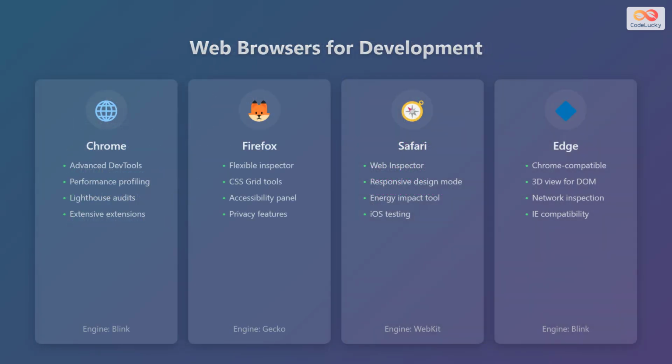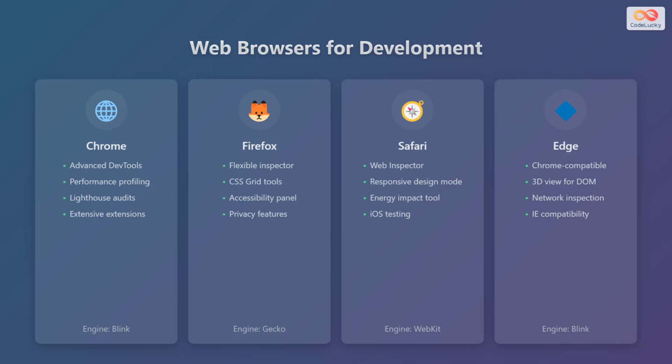Let's explore the web browsers you can use for development. First, we have Chrome, which offers advanced dev tools, performance profiling, Lighthouse audits, and extensive extensions. Its engine is Blink. Next, we have Firefox, which offers a flexible inspector, CSS grid tools, an accessibility panel, and privacy features. Its engine is Gecko.